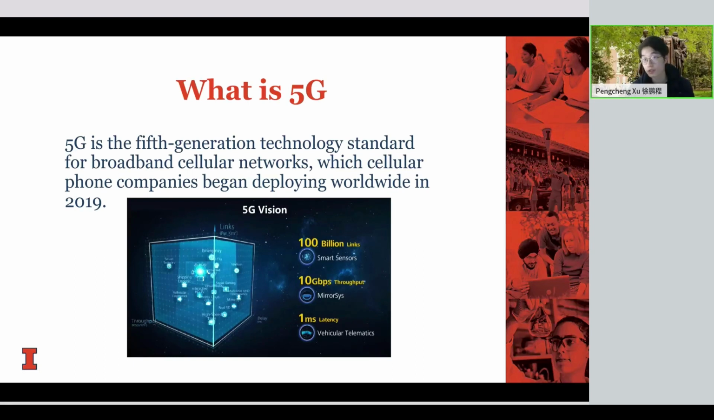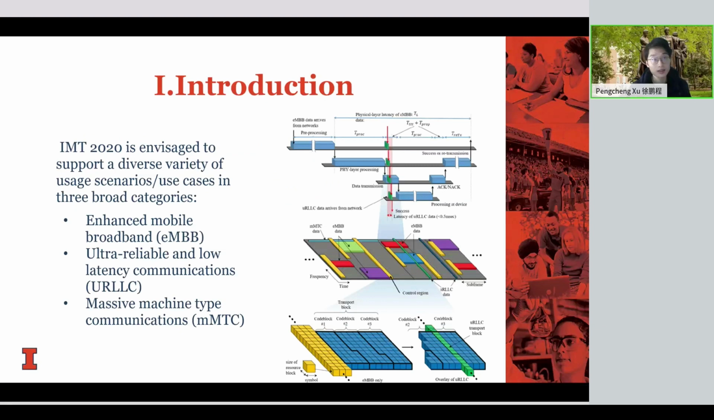5G is the fifth generation technology standard for broadband cellular networks. It's a new set of wireless technologies that promise blazingly fast data connections to your phone. You can get download speeds of over 1 gigabit per second, which is 20 to 30 times faster than a typical 4G LTE. And in IMT 2020, it is envisaged to support a diverse variety of usage scenarios.